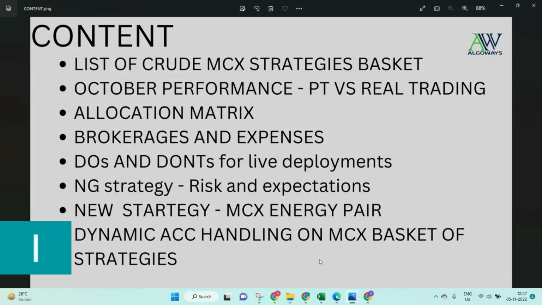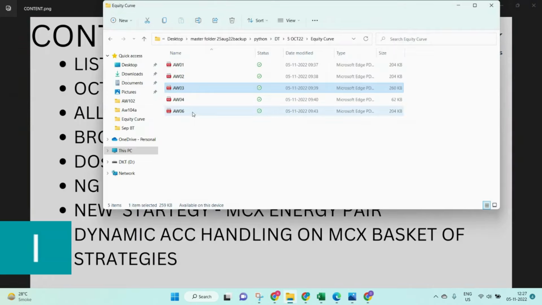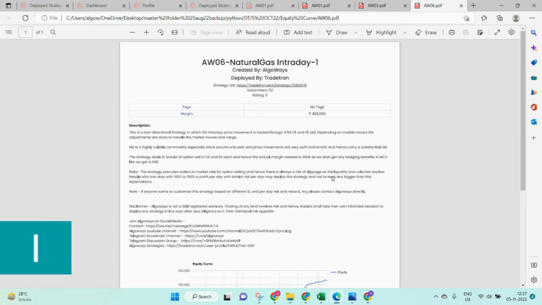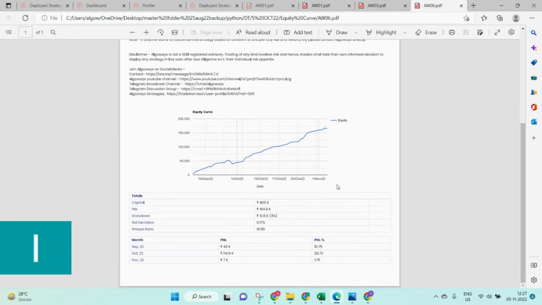So next is the NG strategy, risk and expectations. See, I'll show you the NG strategy paper trade. And we will be astonished to see this. You can see in October, it has done 1,15,000 rupees on one lot, on a 4 lakh amount. That is a 28% return on paper trade. So this becomes very lucrative for the people who see the paper trade results.